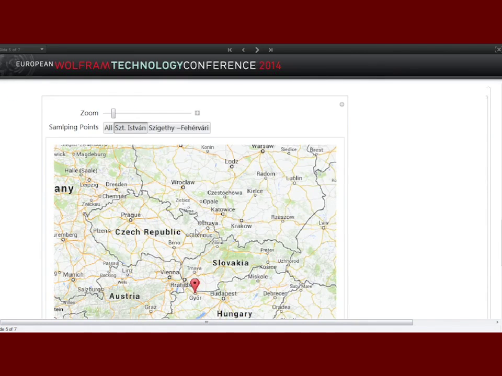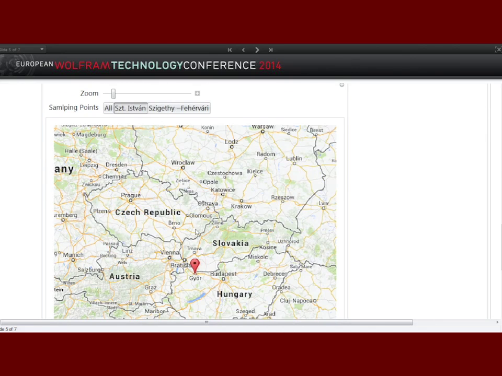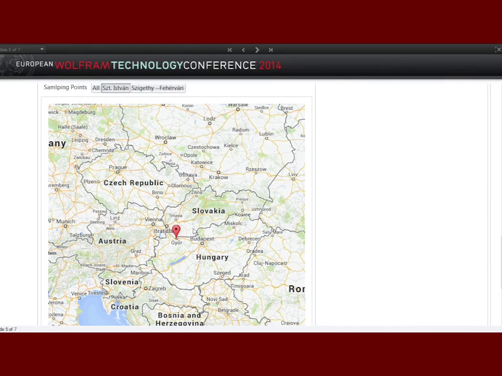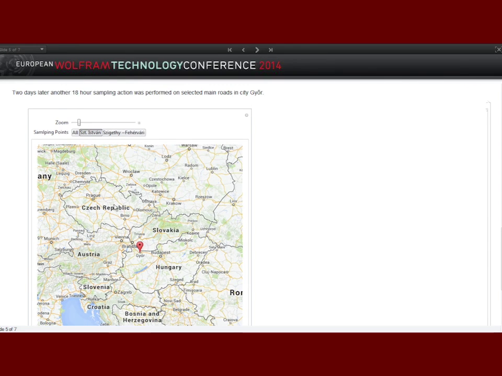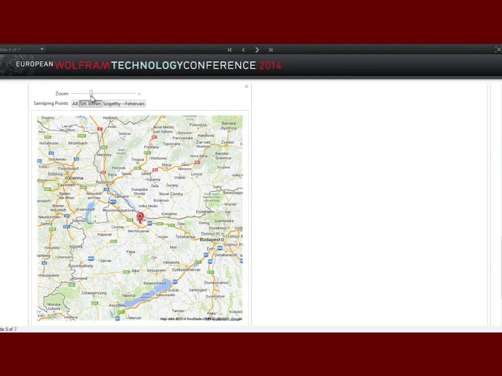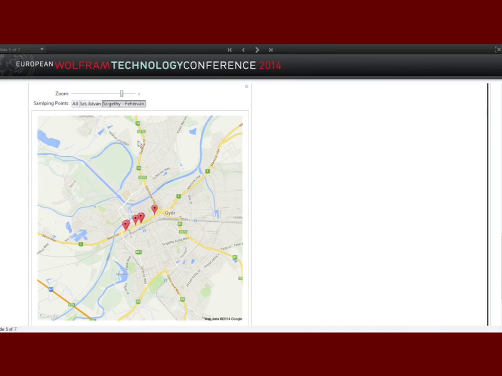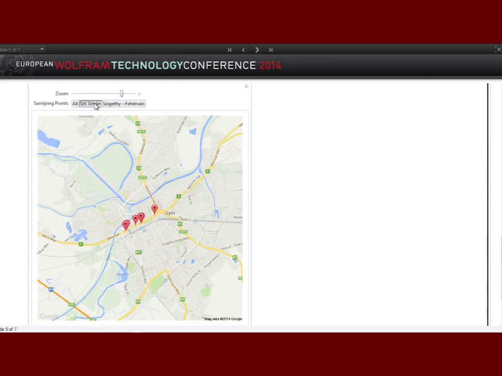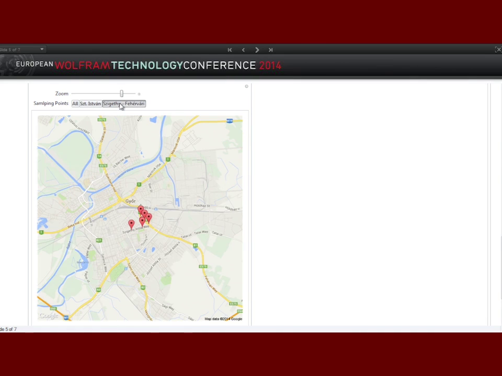So here we have it. If you aren't familiar with it, it's a little small, so let's zoom in. Okay. Then we chose three main roads there. One of them is Szent István Street, which I have mentioned. It is a main road. And two others, a little bit south from it, Szigeti Attila and Fehérvári Street.